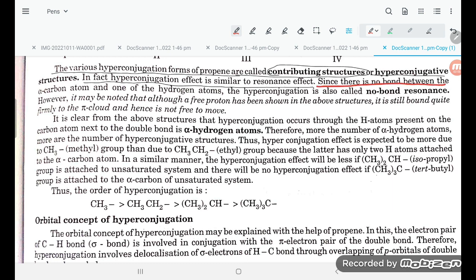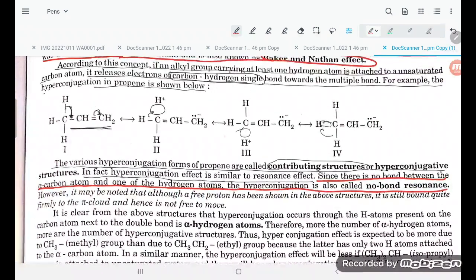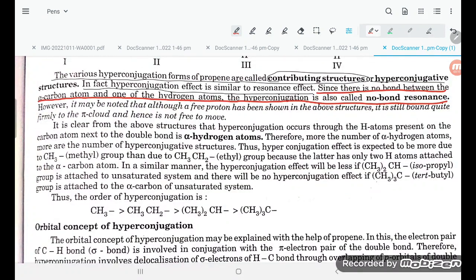Since there is no bond between the alpha carbon atom and one of the hydrogen atoms, the hyperconjugation effect is called no bond resonance. Here you can see, in this case, there is no bond, student, right? This way, this way, no bond. That is why it is called no bond resonance. However, it may be noted that although a free proton has been shown in the above structure, it is still bound quite firmly to the pi cloud, and hence it is not free to move.